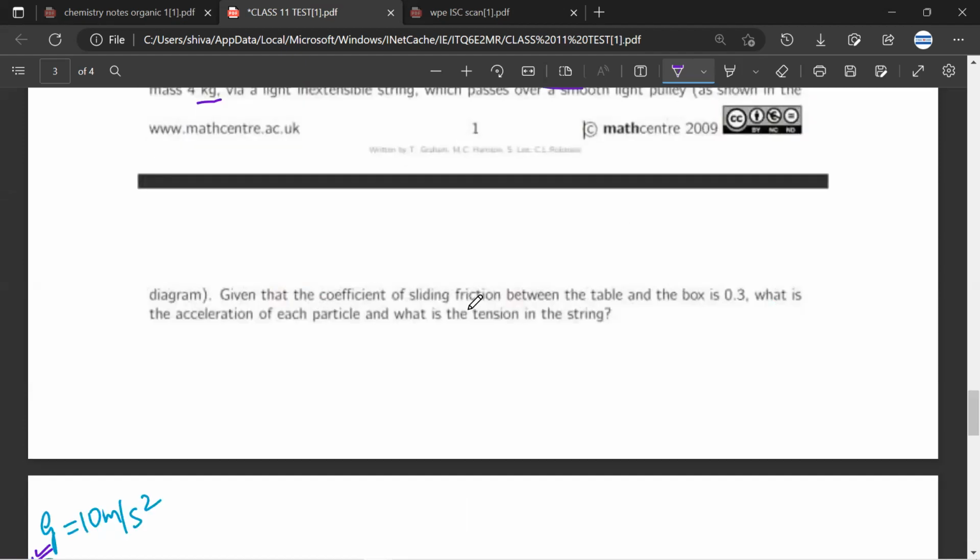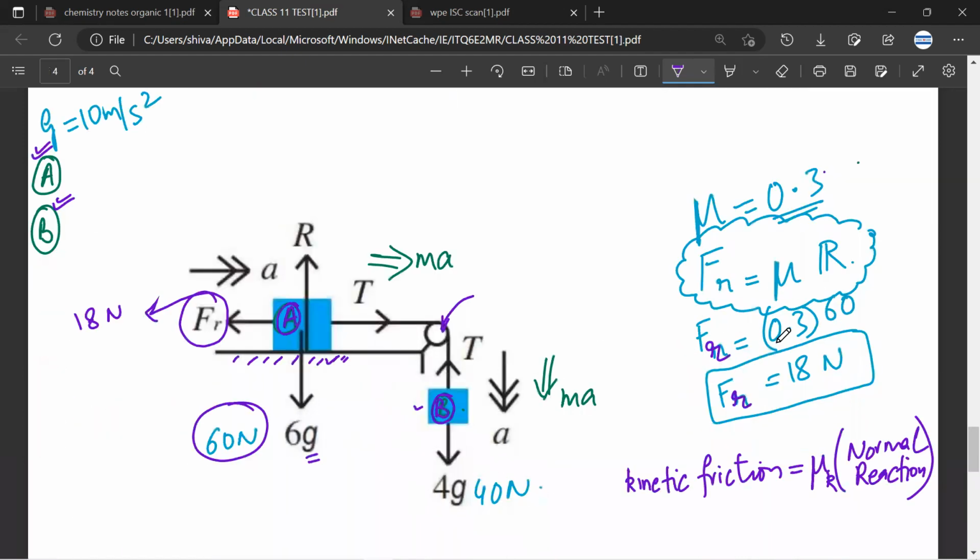Given that the coefficient of sliding friction between table and box is 0.3, what is the acceleration of each particle and the tension in the string? So in this case, Mr. Vantika, what we need to understand is that the kinetic friction force is equal to mu k multiplied by normal reaction. Are we clear about this? Yeah.